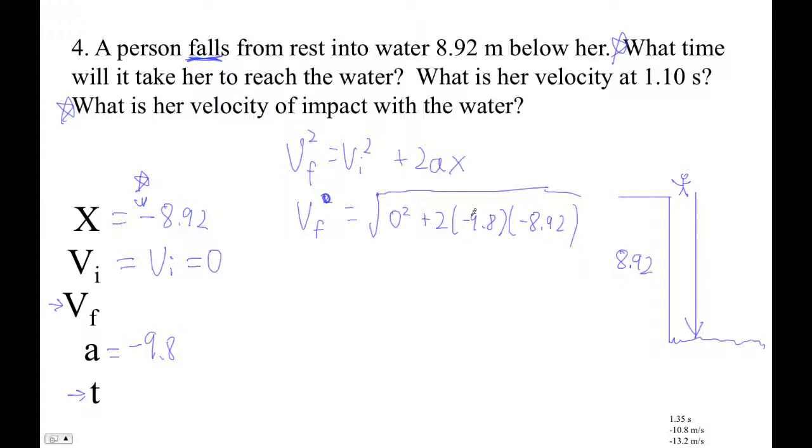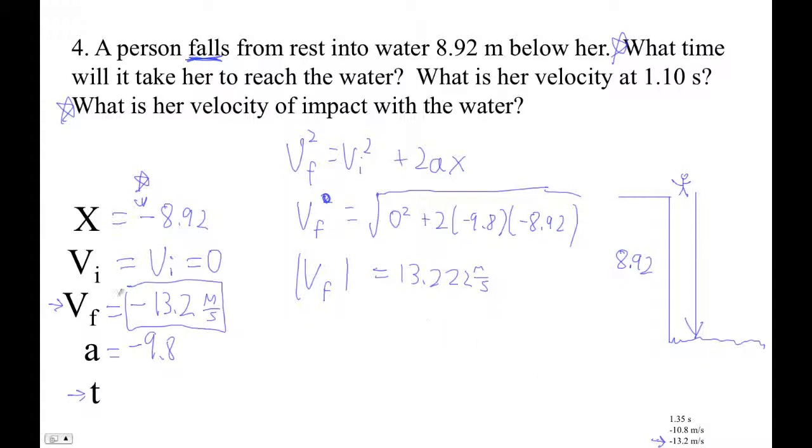I'm getting that the absolute value of this is 13.222 meters per second. Now, we understand that this person, just before they hit the water, is going down. So I'm going to put for my final velocity negative 13.2 meters per second. You've got to put the minus sign on there. Our convention is that down is negative. So if you don't have a minus sign on there, we're not going to get that right.